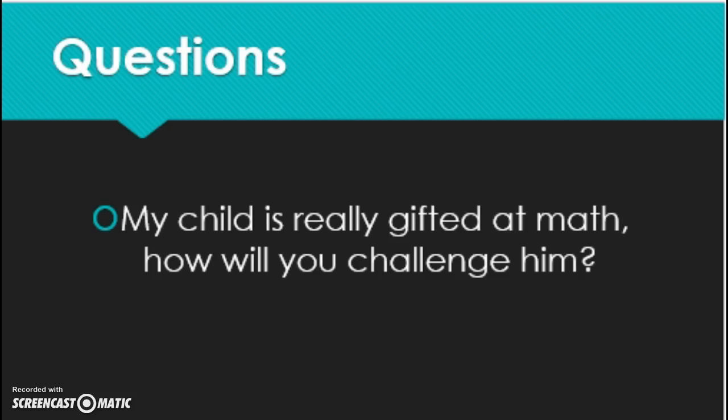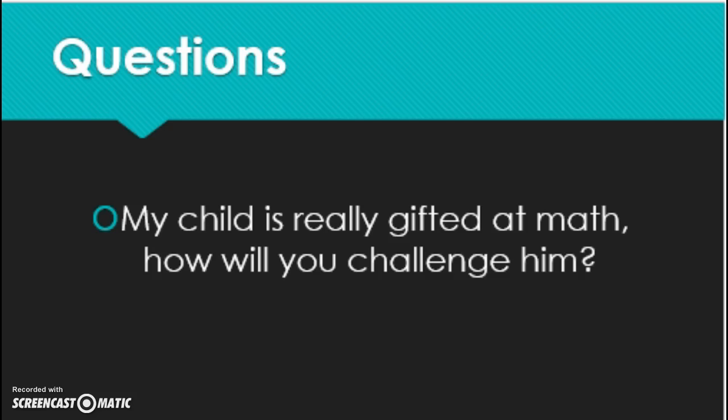Another great question. She asked, my child is a really gifted child at math. How will I challenge him in my classroom? So I plan to meet the needs of all my students in my class. I plan to teach to many different levels within my classroom. One way I can challenge your child is by presenting him with harder questions and to work on some standards that maybe will be taught the next year.